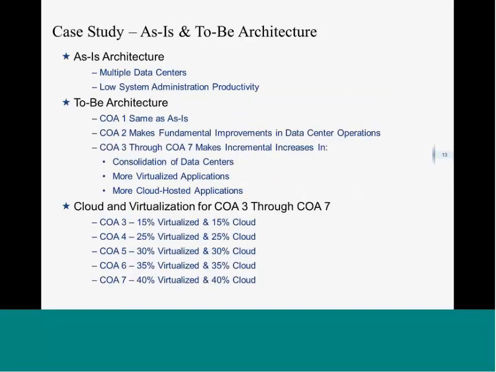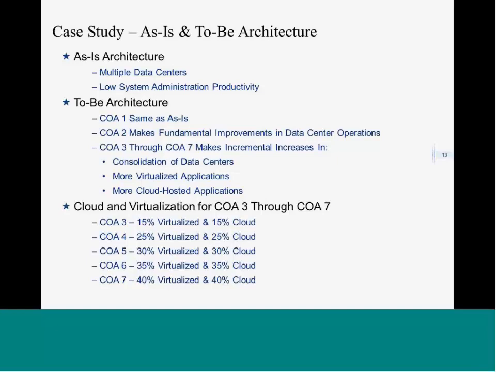So in looking at our starting point, our as-is architecture, we see that we have multiple data centers with some low system administration productivity. As we move toward our goal of the to-be architecture, the following approaches can be taken. Again, we have course of action number 1, which would be to leave the architecture as is with no change. So the as-is and the to-be would be the same. Course of action number 2 would have us make some fundamental improvements in data center operations.